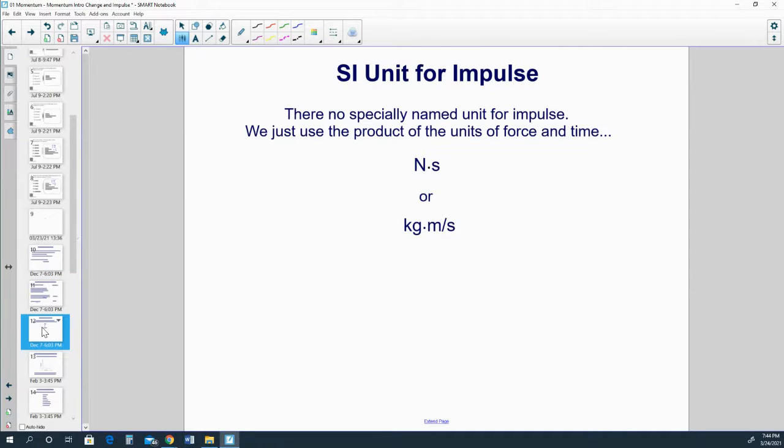Now, the standard unit for impulse, there's no specially named unit, just like with momentum, and you just use the product of the units of force and time. The newton second actually works out to be the same thing as kilogram times meters per second, and that is the same thing as momentum. So momentum and impulse have the same unit.